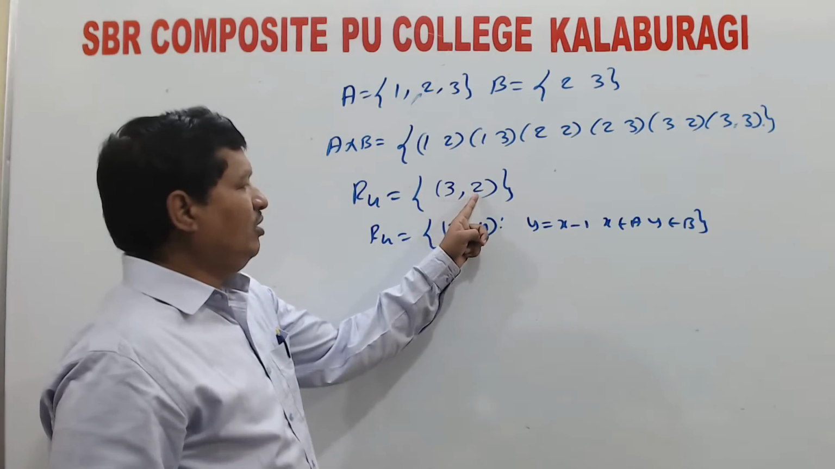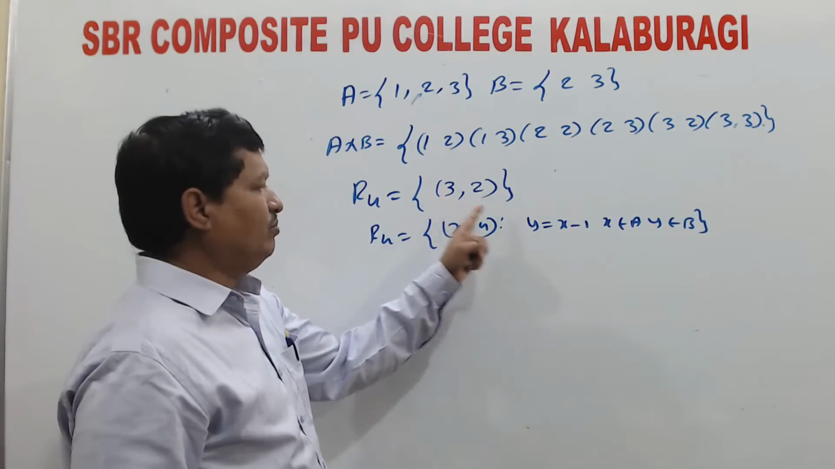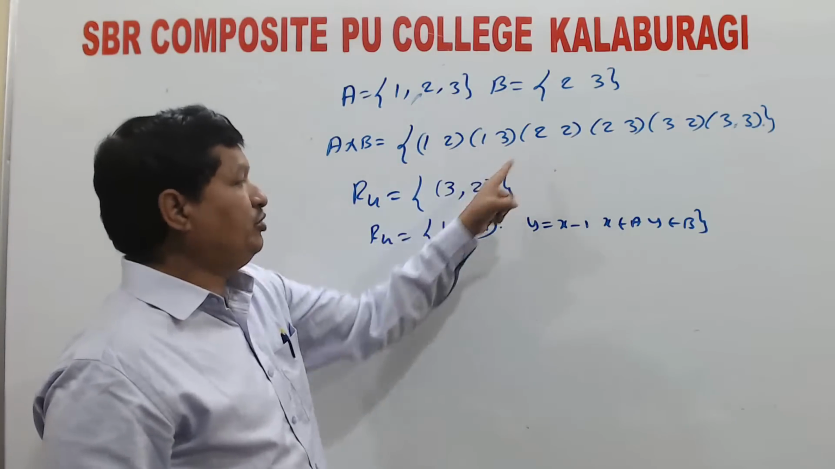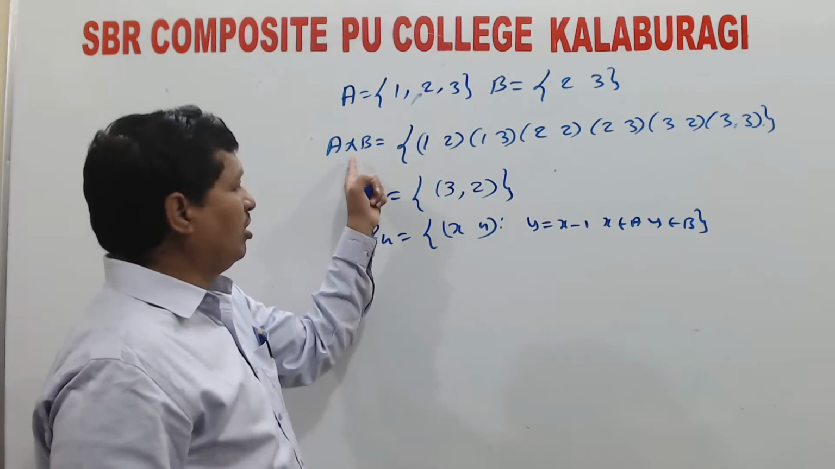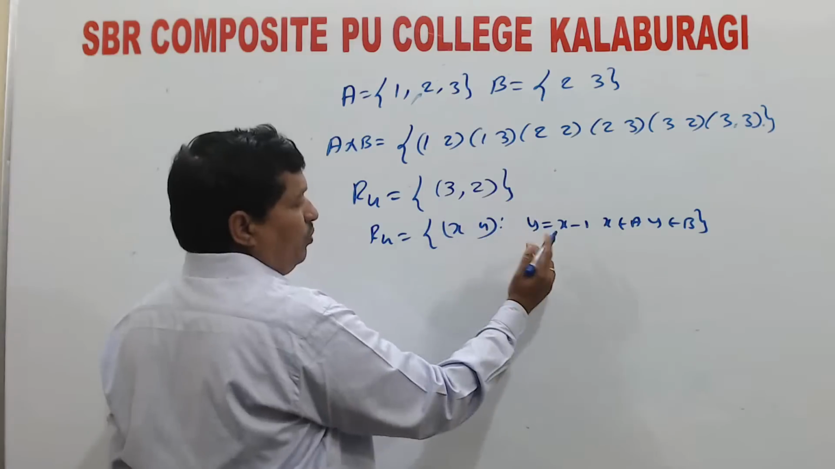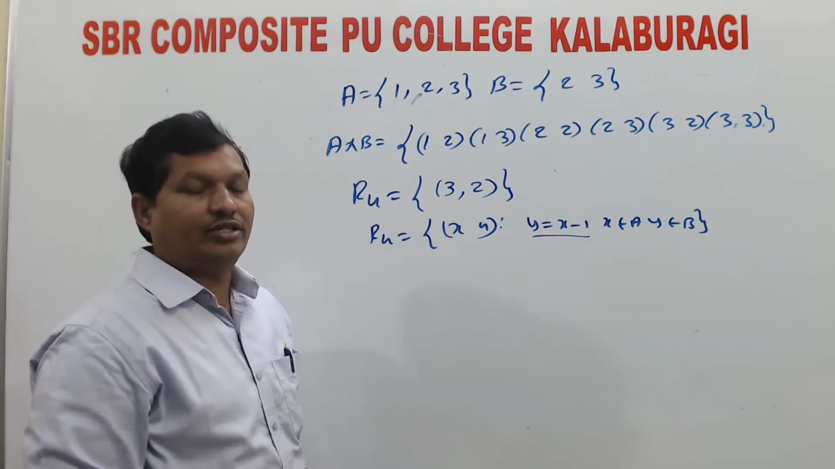X is greater than y by 1, or y is less than x by 1. What type of relation? Whatever relation you are writing here is a subset of the Cartesian product. You have to write all the ordered pairs which satisfy this relation. Then only this is called a relation.